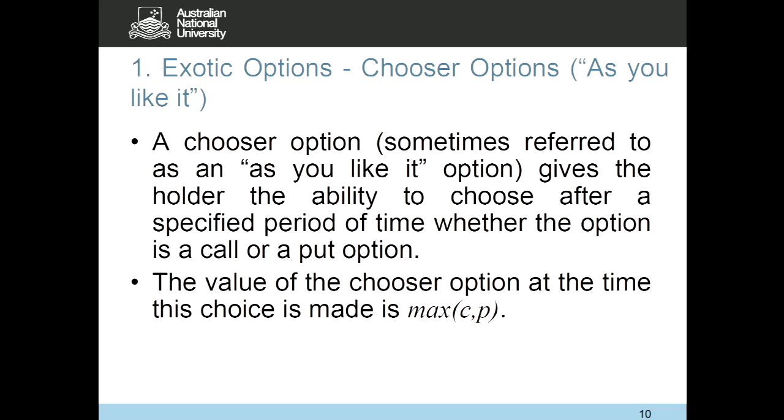Basically, with a chooser option, you have a generic option at first glance. Then after some certain period of time has passed, you can decide the nature of the option, whether it's going to be a call or going to be a put. What do you reckon?